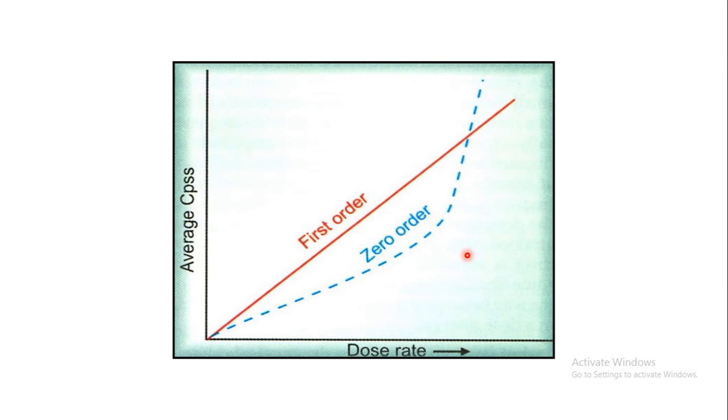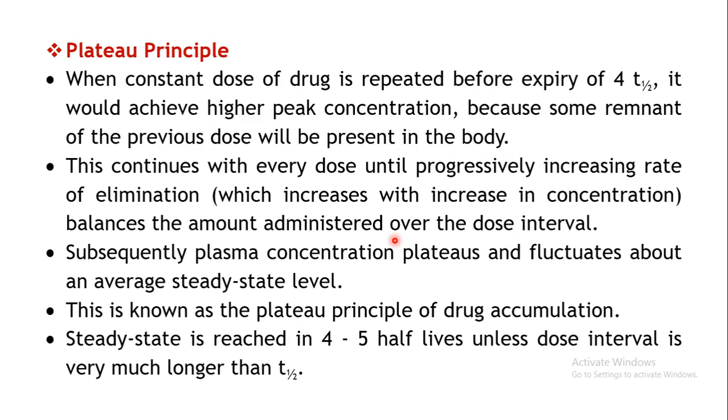So this is how the graph will look in case of first order kinetics. As you increase the dose rate, there will be a proportionate increase in the CPSS, the steady state plasma concentration. But in case of zero order, what will happen? A time will come wherein saturation will take place, and if you increase the dose rate, there will be a disproportionate increase in the plasma concentration. That will increase very steeply. So you should be careful while administering such drugs which are following zero order kinetics.